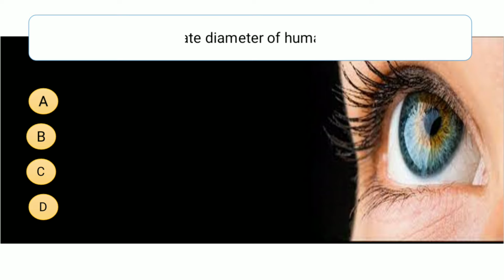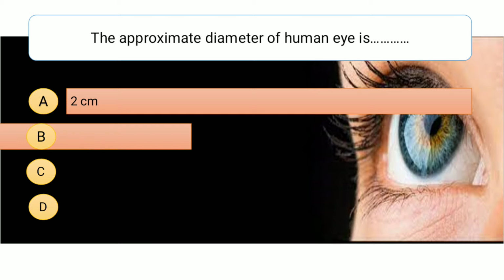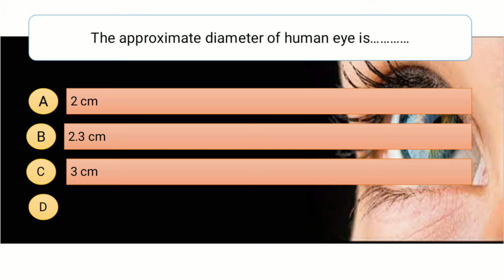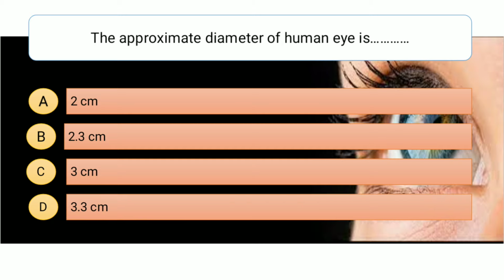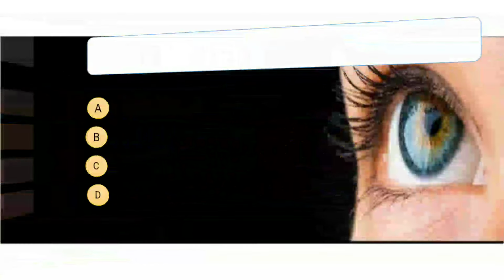The next question is, the approximate diameter of human eye is, and the options for this question are A 2 centimeter, option number B 2.3 centimeter, option number C 3 centimeter and option number D 3.3 centimeter. So students, the correct answer of this question is option number B, that is 2.3 centimeter. So the approximate diameter of human eyes is 2.3 centimeter. Moving to the next question.